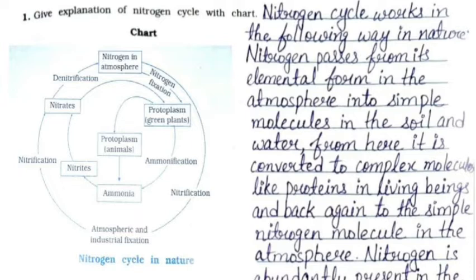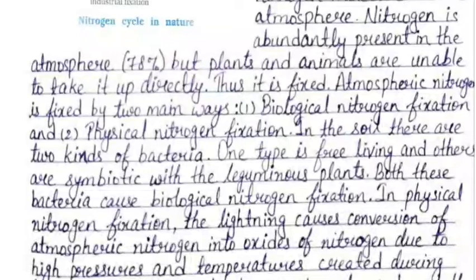Nitrogen passes from its elemental form in the atmosphere into simple molecules in the soil and water. From here, it is converted to complex molecules like proteins in living beings and back again to the simple nitrogen molecule in the atmosphere. Nitrogen is abundantly present in the atmosphere, that is 78%, but plants and animals are unable to take it up directly.